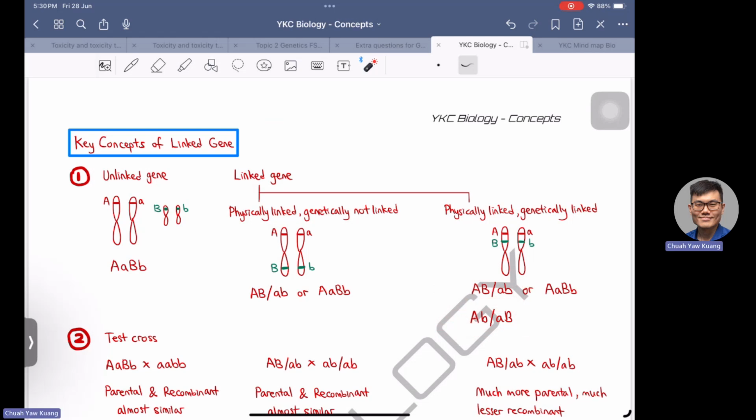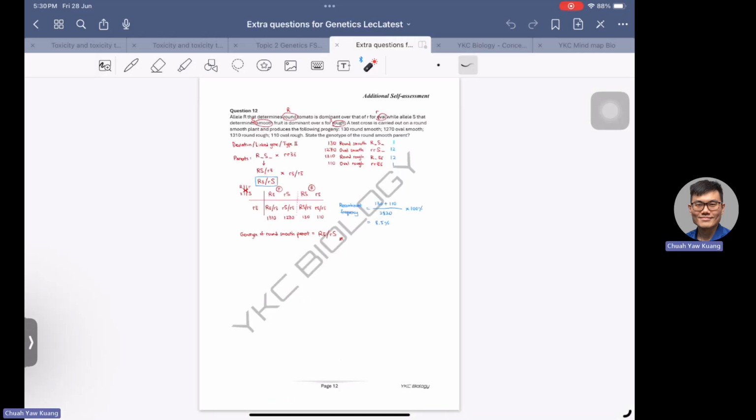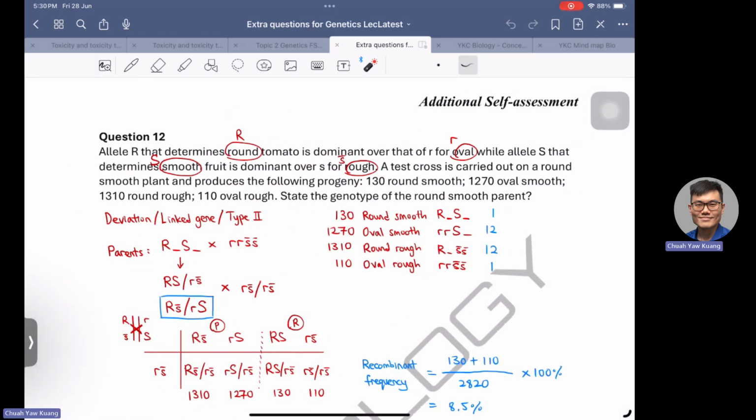We can look at one of the examples here, which is this one. As you can see here, round and smooth are both dominant. These two are dominant traits, while oval and rough would be the recessive traits. So this would be the important key for us to identify the genotype of the linked genes in parents.